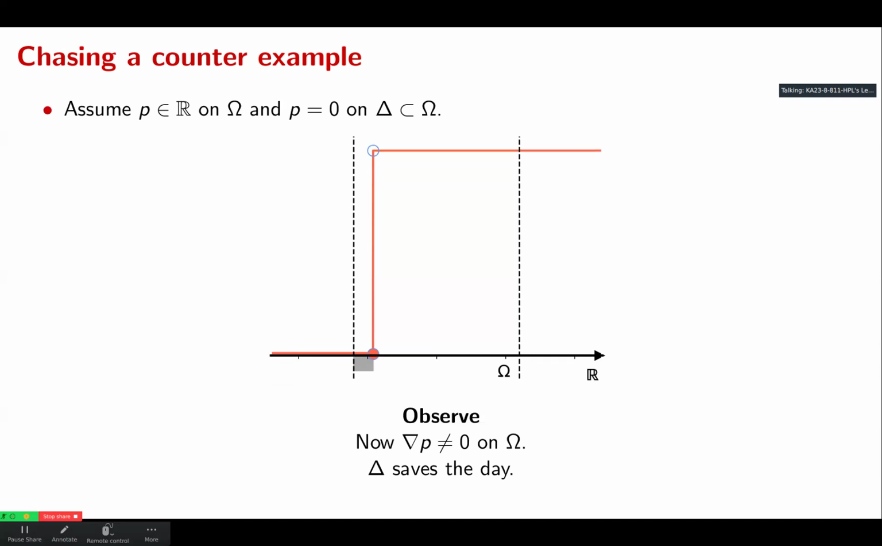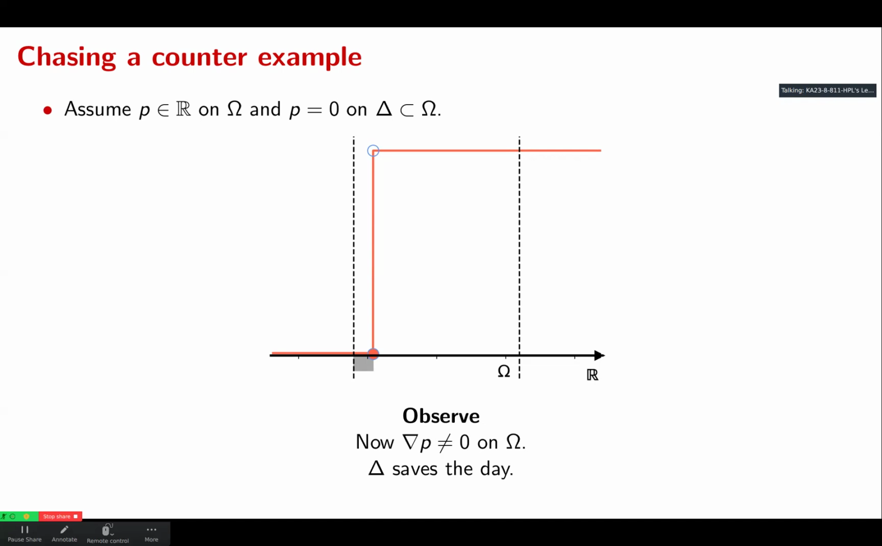But then how to make it work? Again, now do consider that P is a constant, but instead impose a zero boundary condition in a delta region close to the boundary. So this is the delta region that is a subset of omega. Now the gradient of P is not equal to zero anymore. In fact, it's a Dirac distribution in this point, which is measurable in the H^-1 norm, and this is what we will use later on. So this delta saves the day.